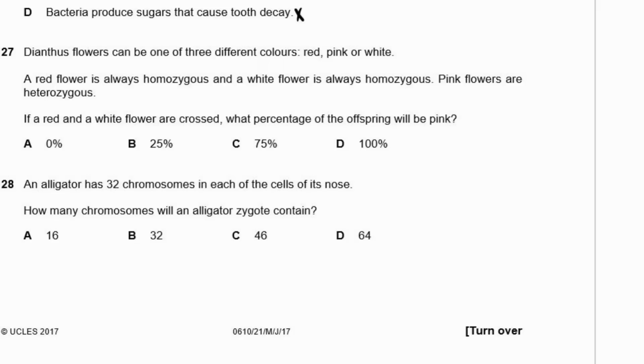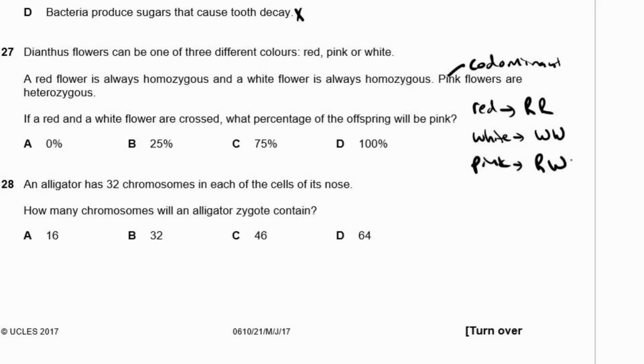Question 27. Dianthus flowers can be one of 3 different colors: red, pink, or white. A red flower is always homozygous, and a white flower is always homozygous. Pink flowers are heterozygous. That means they're codominant. So for the red, they will be RR, capital because they're dominant. For the white, they'll be capital W, again, they're dominant. And for the pink, they will be capital R, capital W, because they're codominant. So if a red and a white flower are crossed, what percentage of the offspring will be pink?